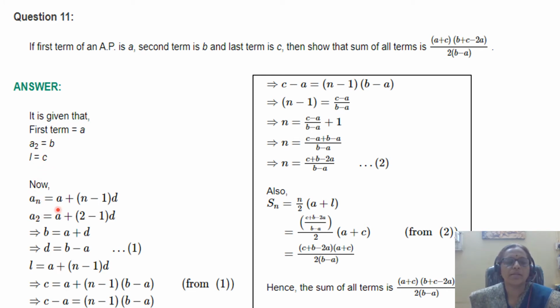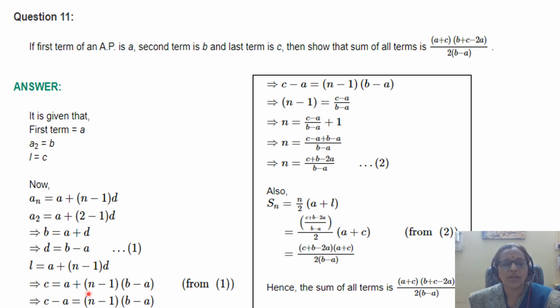We know Tn is equal to a plus (n minus 1) into d. The second term is a plus (2 minus 1) into d. Now b is nothing but the second term, which is the previous term plus d. So d is the second term minus the first term. Label it as equation 1. Your last term is a plus (n minus 1) into d. The last term is referred to as c, which is equal to a plus (n minus 1) into d, but d is nothing but the second term minus the first term.